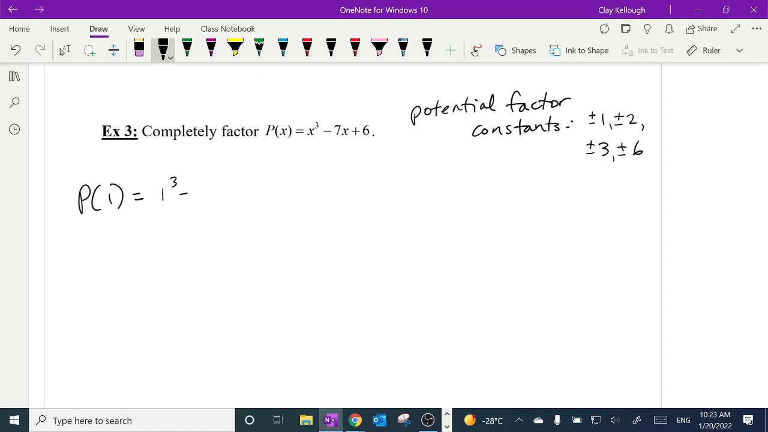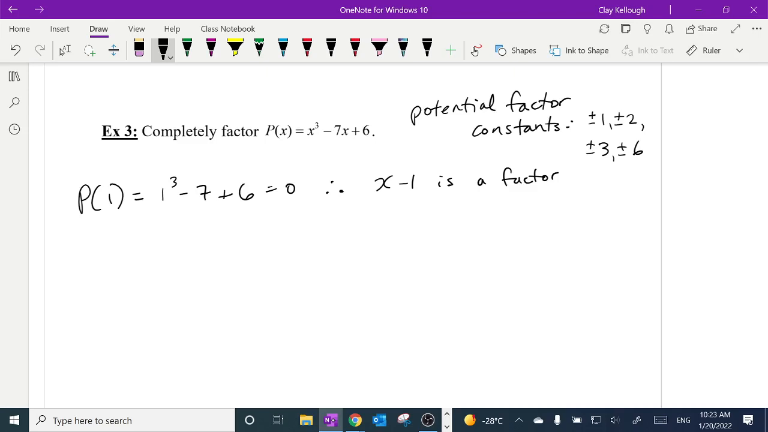That'd be 1 cubed minus 7 plus 6. Oh, that worked with the first thing I tried. 1 minus 7 is negative 6 plus 6 is 0. Therefore, x minus 1 is a factor. So there we go. Cool. We can long divide it. Oh, and do you want to use long division or synthetic division? Should we use synthetic division since we've only seen it a couple times?